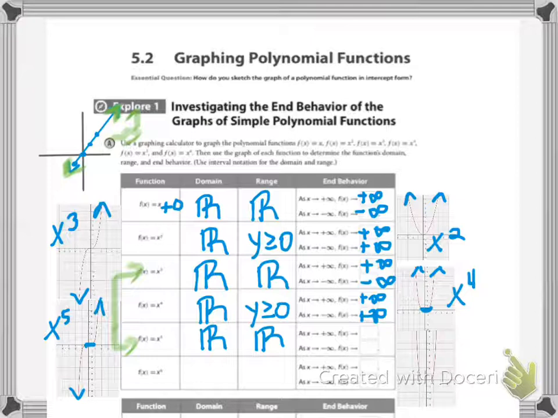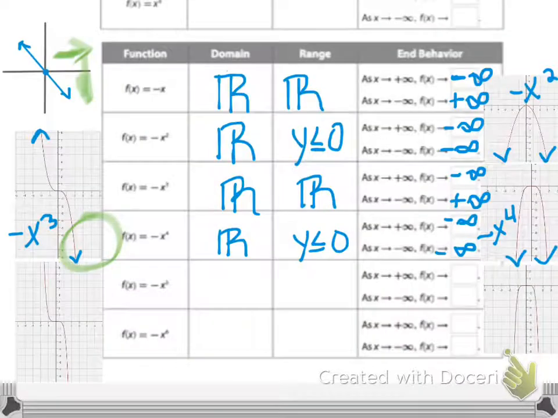Although they get there a little quicker because the power is higher, as you get further out to the right, it's going to go towards positive infinity just a little faster, and then towards negative infinity on the other end. Okay, and if we looked at the reflection, so down here, this is negative x to the fifth.